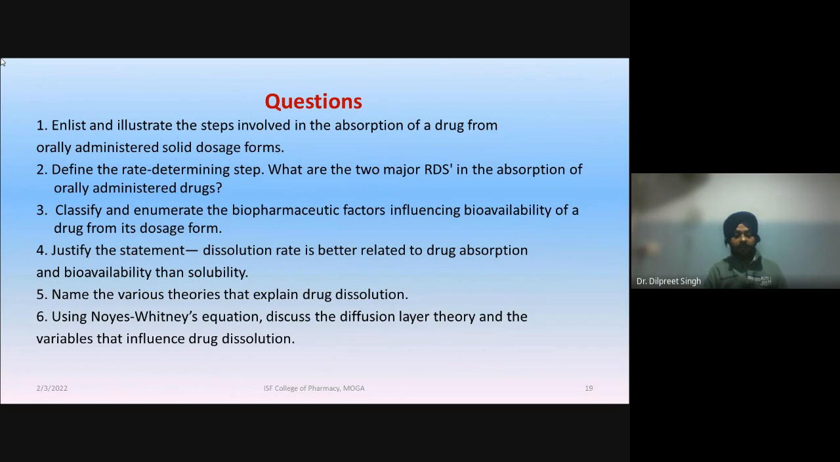Name the various theories that explain drug dissolution, including the interfacial barrier theory, Danckwerts theory, or what is called the film theory. Using the Noyes-Whitney equation, discuss the diffusion layer theory and the variables that influence drug absorption.